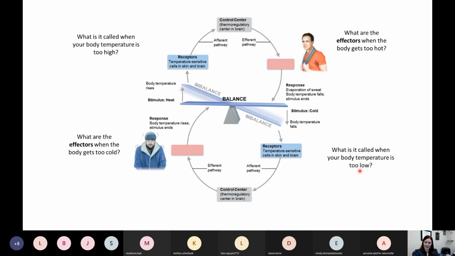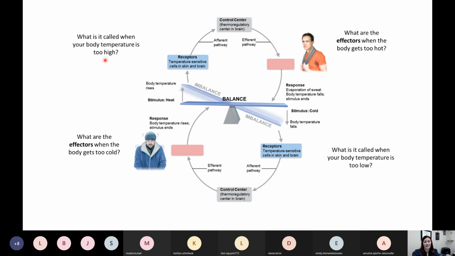So let's take a guess then. If my temperature being too low is hypothermia, what would my temperature too high be? What would I call that if the temperature is too high? If it was hypothermia for low, exactly, hyperthermia when my temperature is too hot. So hyperthermia, I'm above normal. Hypothermia, I'm lower than normal. So let's start on this side of my loop here for hyperthermia.